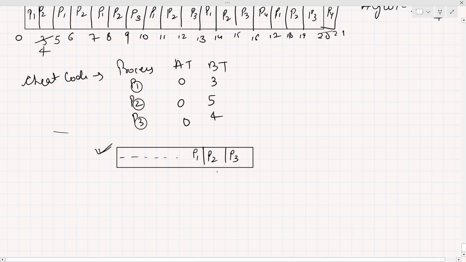Now how will we write the completion time? It's very simple. The completion time for the last process is the sum of all the burst times. So 3 plus 5 is 8, plus 4 is 12. So 12 is the completion time for the last process, P3.